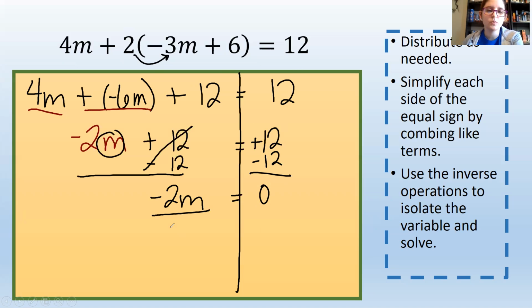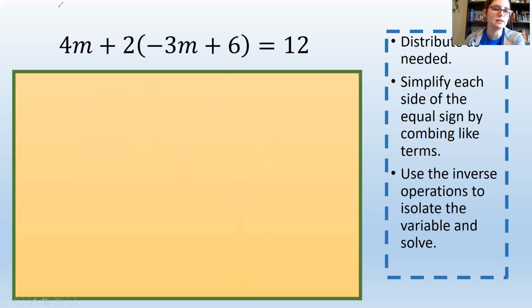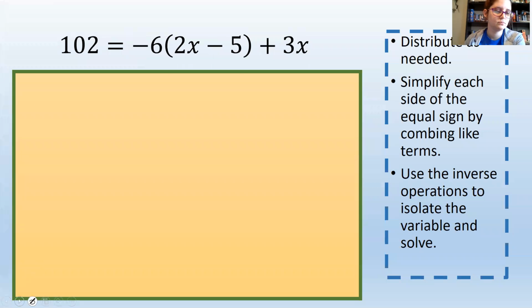So we're undoing our multiplication with division. So we get that m equals, well, 0 divided by any number is just a 0. So m equals 0. So let's look at our next example. Okay, we have 102 equals negative 6 parentheses 2x minus 5 close parentheses plus 3x.